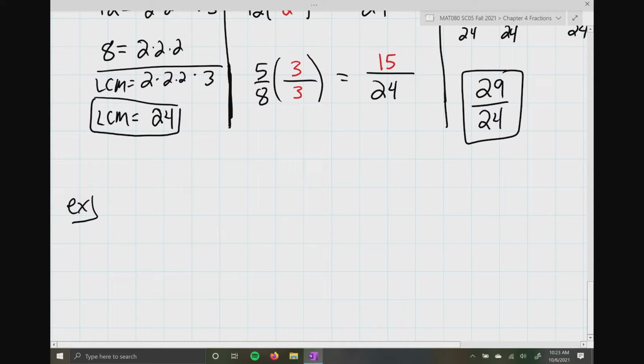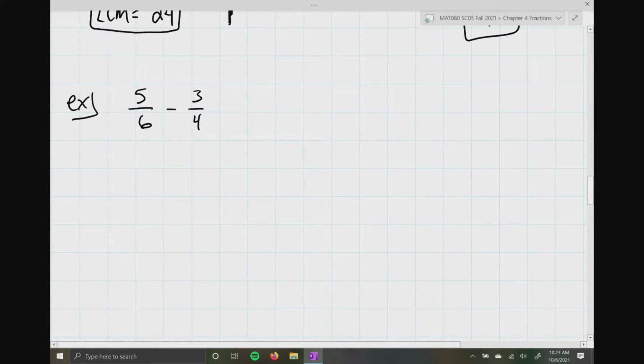This time, let's do a subtraction problem, okay? How about 5/6 minus 3/4? Once again, I take a 30,000 foot view. What I mean by that is I'm just looking at the problem. I have a fraction minus a fraction. I don't even care what the numbers are yet. Like, that's how my mind works.